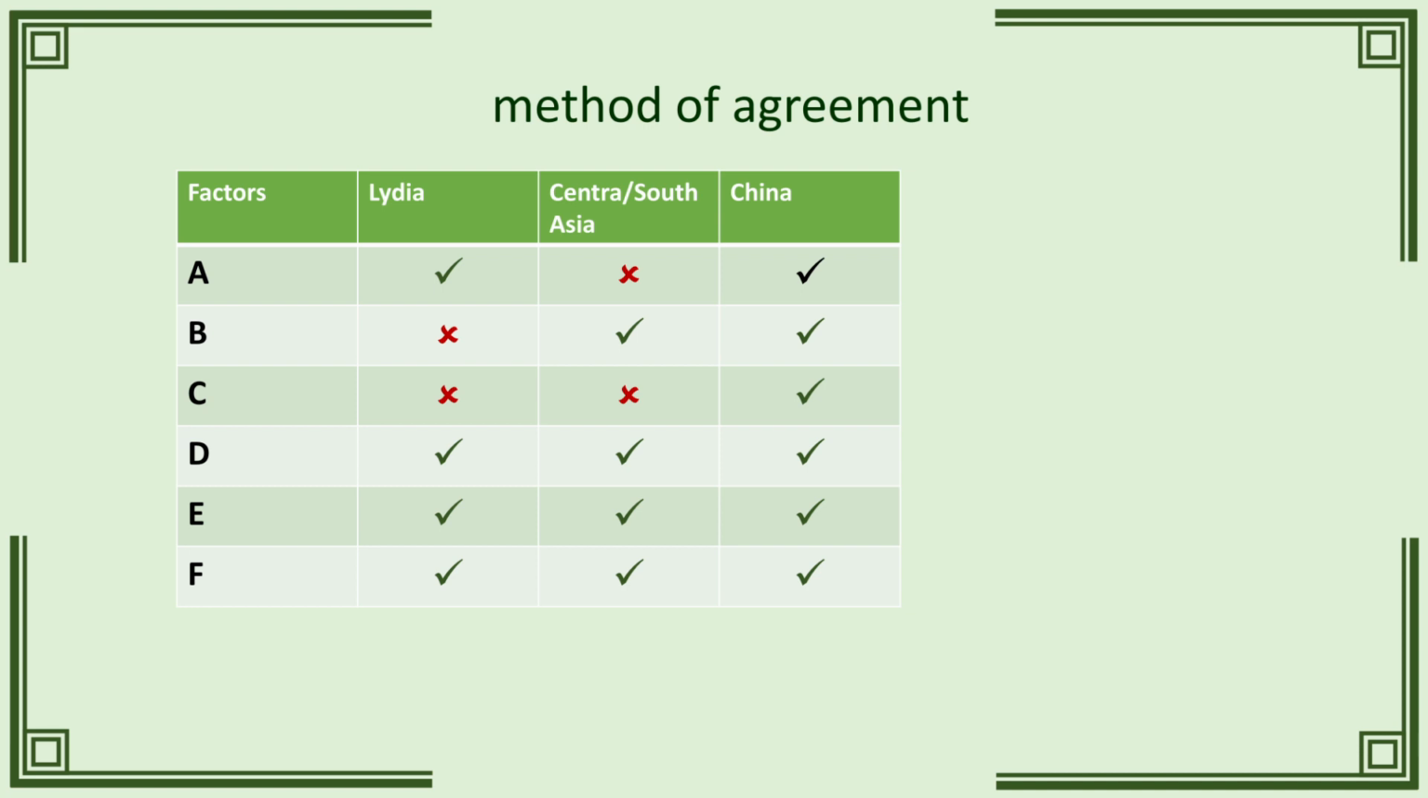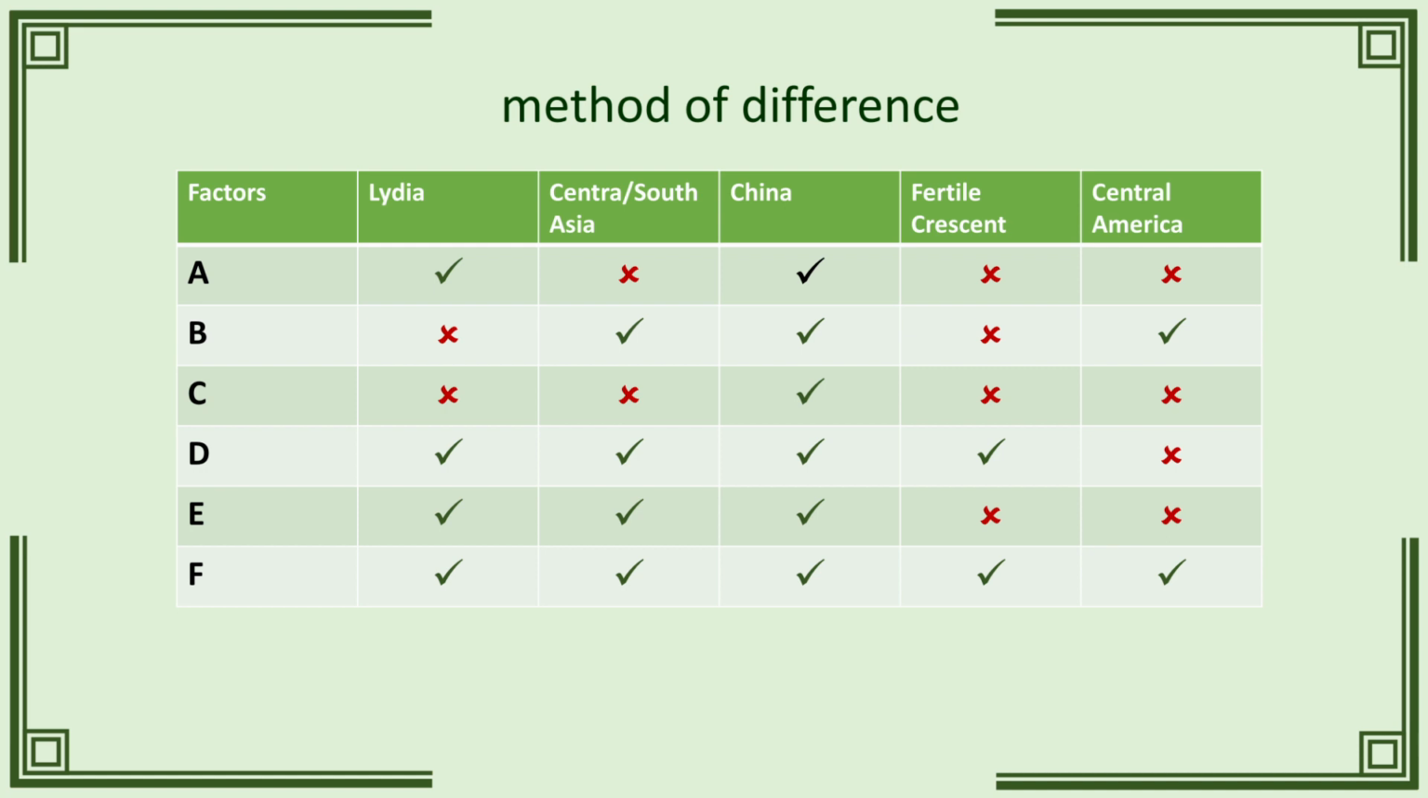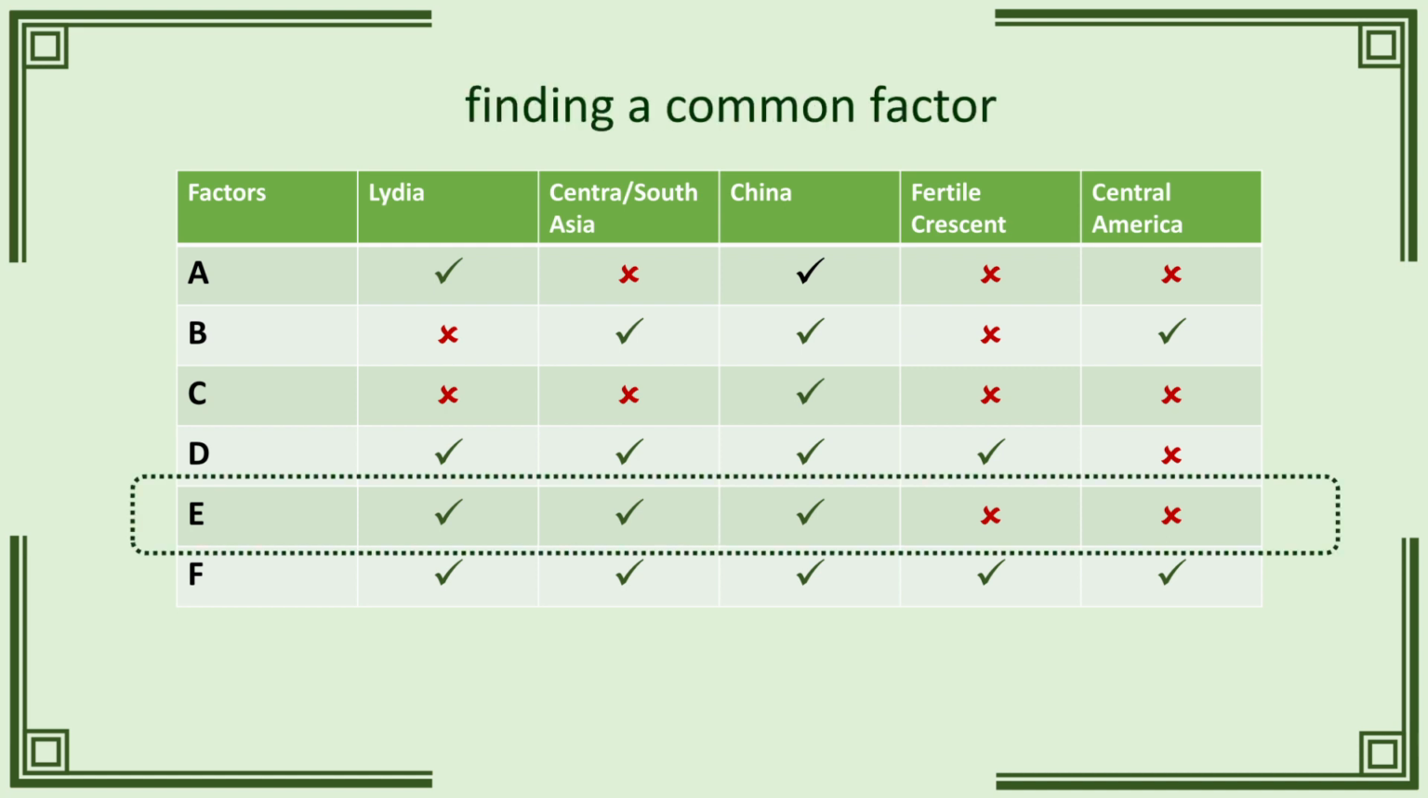Then we could look at places where coinage was not invented, places like the Fertile Crescent or Central America, and try to find features those places don't share in common with Lydia through China. That would be the method of difference. If we can find a factor that all of the places that invented coinage have in common, but isn't shared with the places that didn't, then the logic goes, we've found the factor responsible for that historical phenomenon.